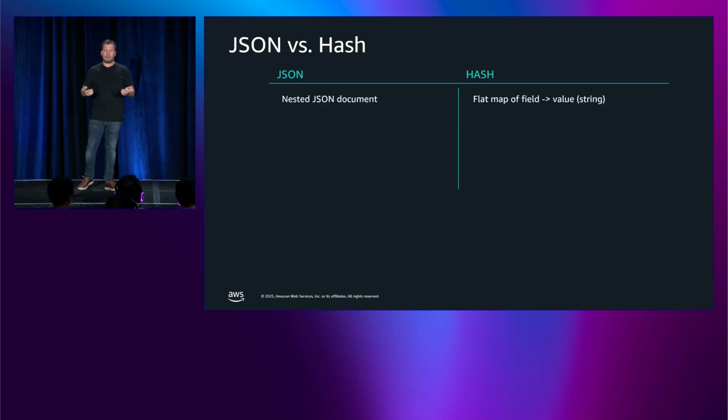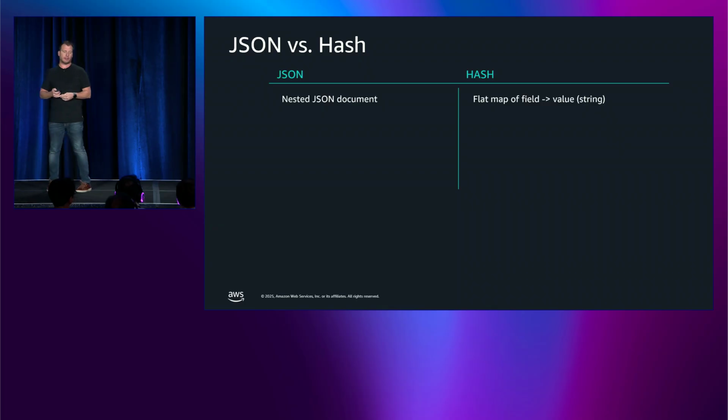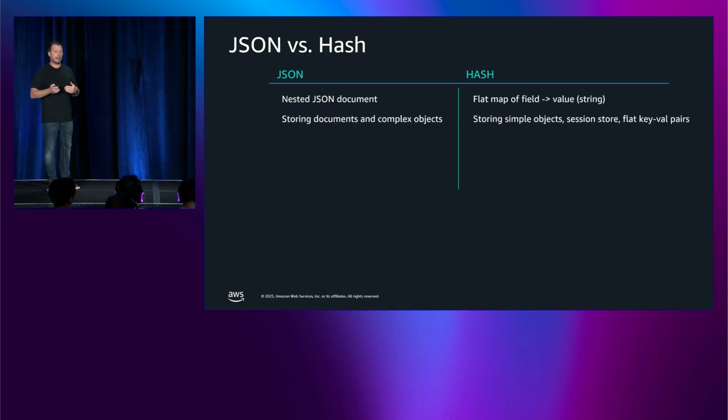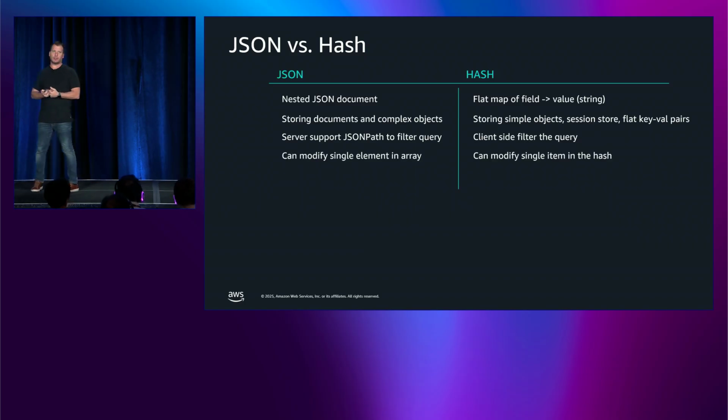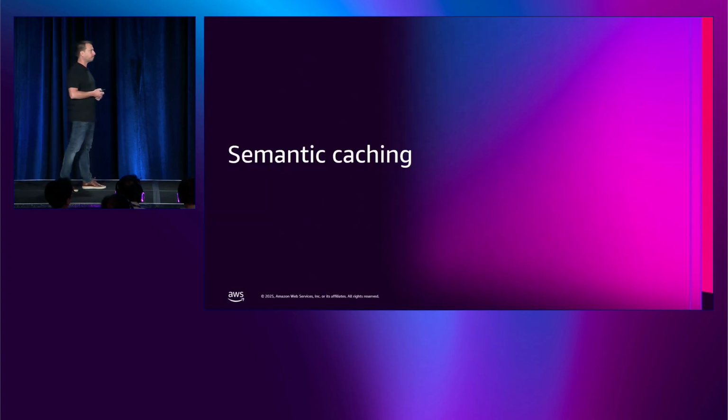So what is the main difference between them? JSON is usually used for a nested document, while hash is a key-value pair for more simple objects, like a session store, while with JSON we can use it for more complex ones. Now, JSON supports JSONPath to filter on the server side, while with the hash we need to manipulate it on the client side. But with both of them we can modify the items on the server side.